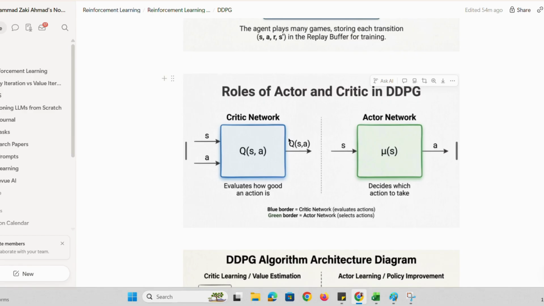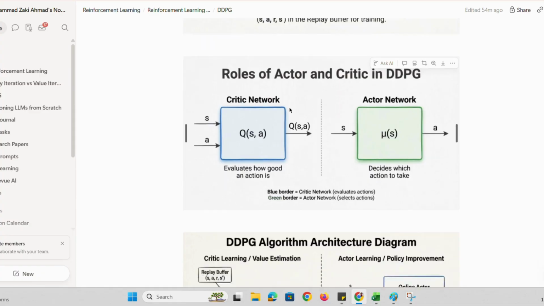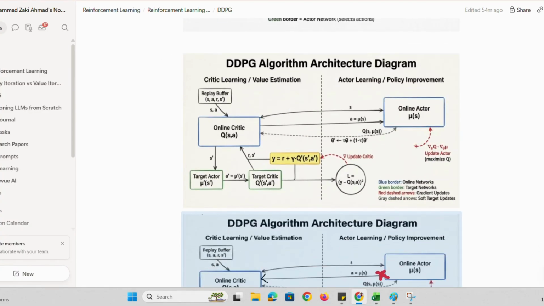Please remember these input output pairs because you are going to use them in the actual algorithm itself. You would know what the input and output of a critic network and an actor network are. So now let's move to the actual DDPG algorithm itself.